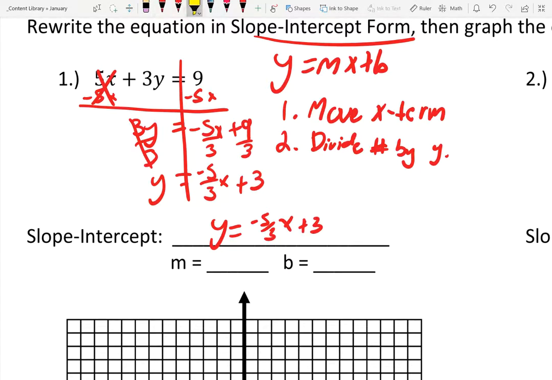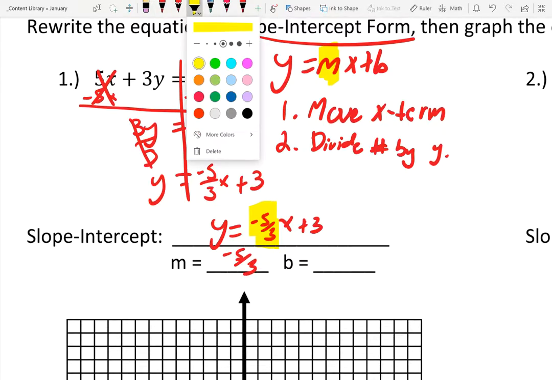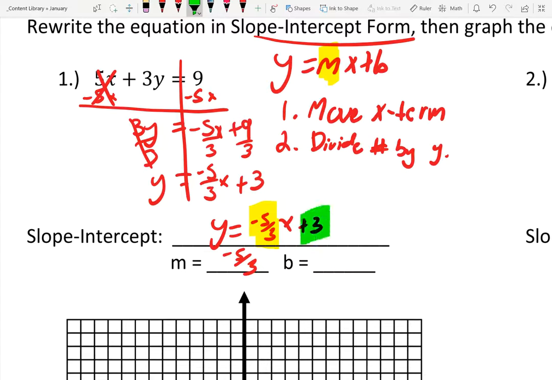Now, from this information, the negative 5/3 is my m value, right? Because if you're thinking y equals mx plus b, the negative 5/3 is m. So that is my slope, negative 5 over 3. And then my y-intercept, let's use a different color here. My y-intercept is this positive 3, which is my b value, right? That's my y-intercept. So I'm just going to write that down as my b value, 3.